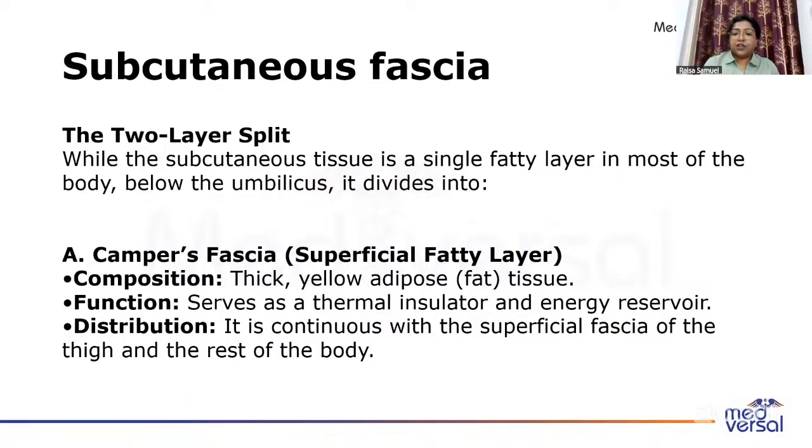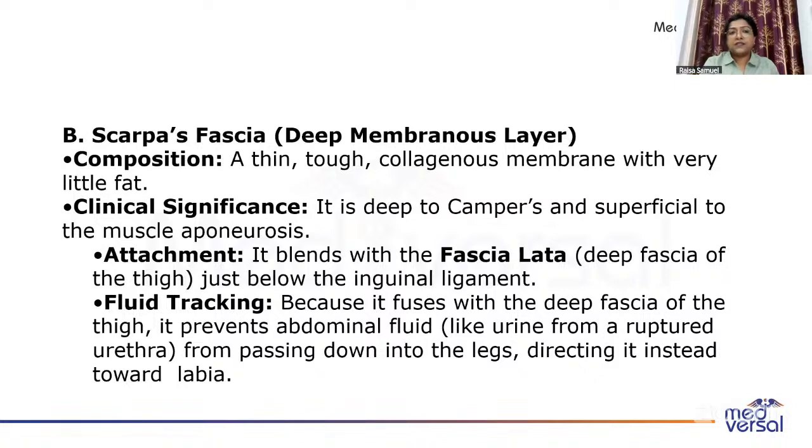It is continuous with the superficial fascia of the thigh and the rest of the body. Next layer is the Scarpa's fascia, which is the deep membranous layer. It is composed of thin, tough, collagenous membrane with very little fat. So what is the clinical significance? It is deep to the Camper's and superficial to the muscle aponeurosis.